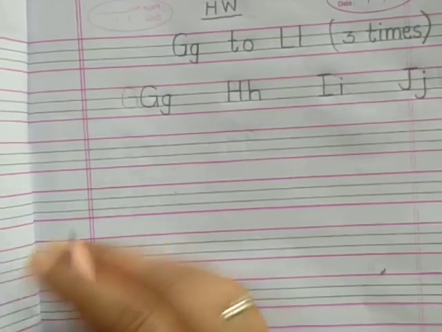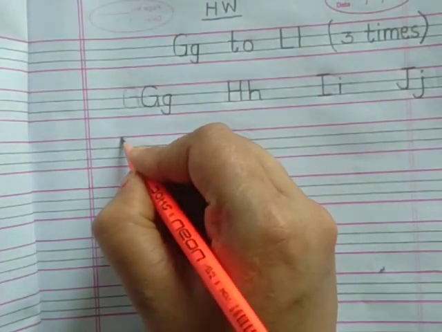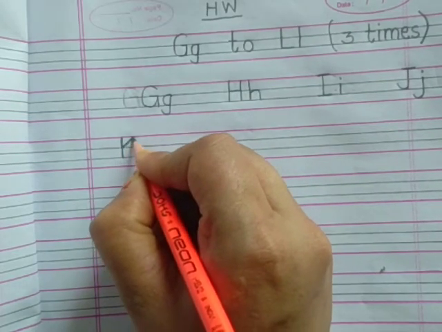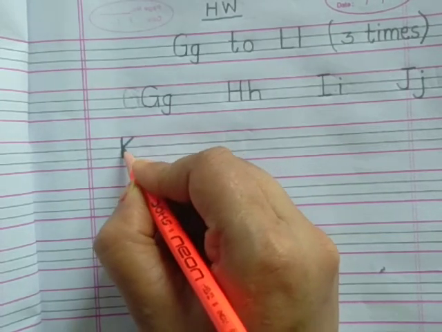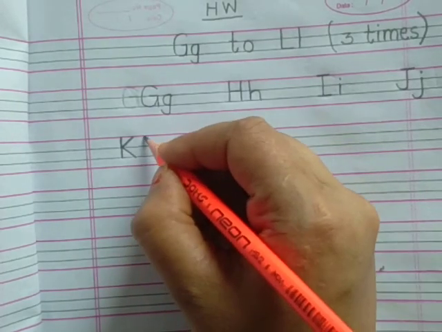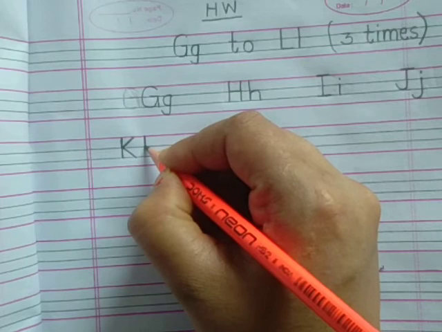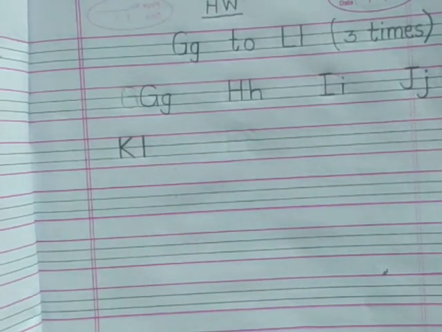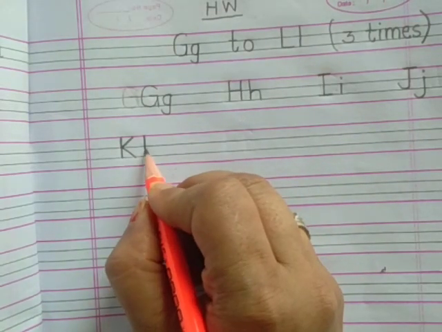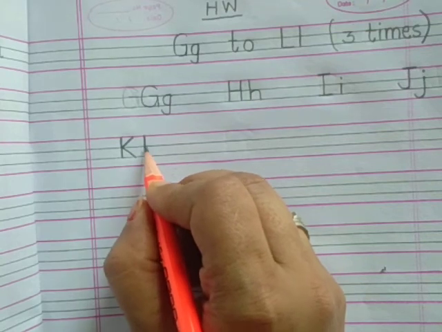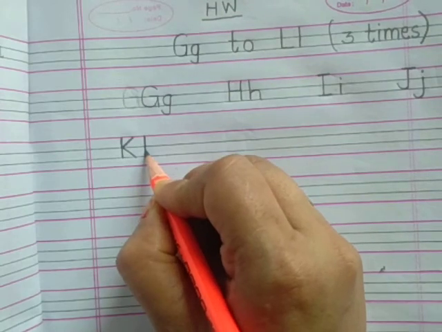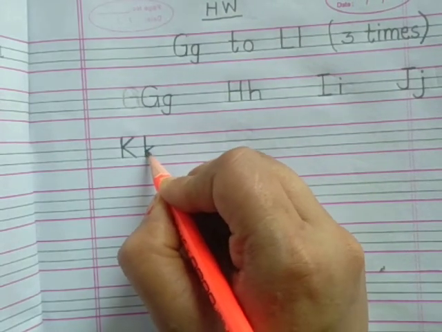Now K. For K you need a standing line like this. From here go slanting up. Again from the same point come slanting down. Capital letter K. Small letter k. For small letter k also you need to draw a standing line and you have to take the mid portion between the second and third line. Means here. Go slanting up, come slanting down.